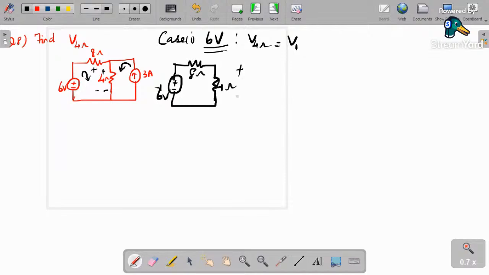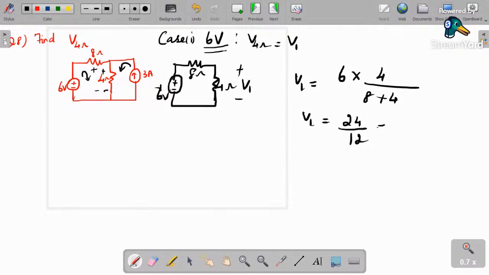Now what is the voltage drop here? It is V1. Directly using the voltage division rule, we can write total voltage into associated resistance by total resistance. So what is V1? It is 24 by 12, which is equal to 2 volt. So V1 is equal to 2 volt.